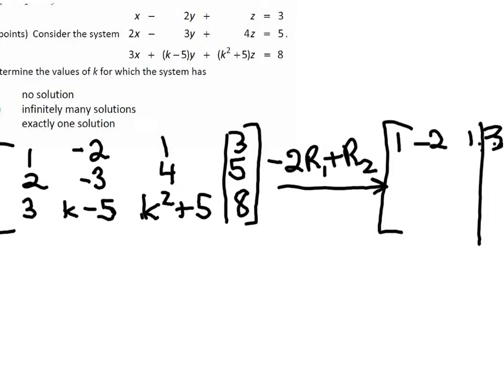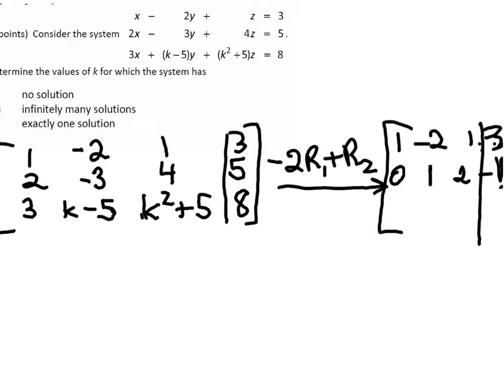Okay. Second row, so I've got negative 2 times 1 plus 2, so that's 0. And then negative 2 times negative 2, so that's positive 4, plus negative 3, so that's positive 1, which is convenient. And then negative 2 times 1, so negative 2 plus 4 is 2. And then negative 2 times 3, so negative 6 plus 5 is negative 1 here. Yikes. Sorry.